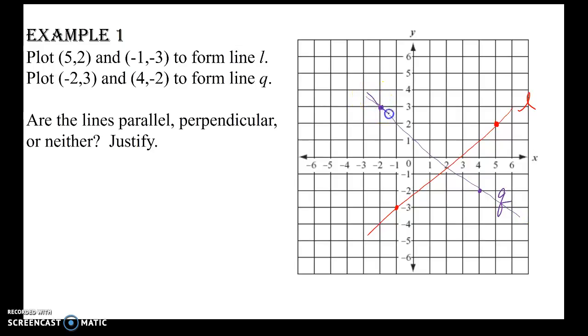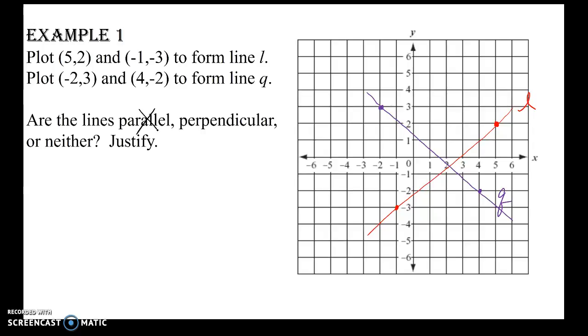Okay, so this is what your graphs should look like. Make sure that we know X is the horizontal axis, that goes left to right. Y, our second coordinate, that's our vertical axis, that goes up and down. Okay, are the lines parallel, perpendicular, or neither? They're definitely not parallel because the lines intersect each other. Now what we need to determine is if they have the relationship of being opposite reciprocals.